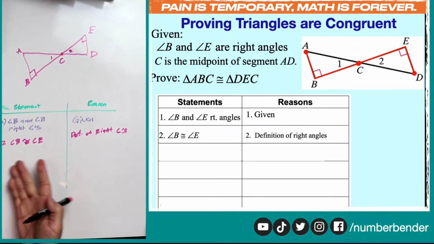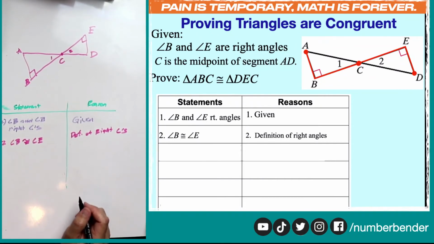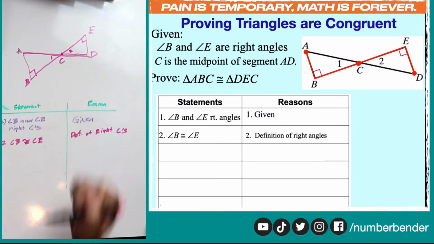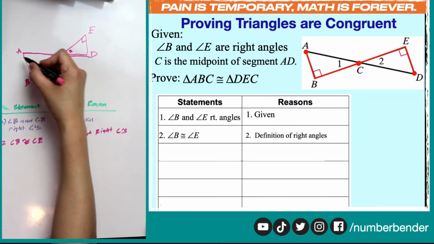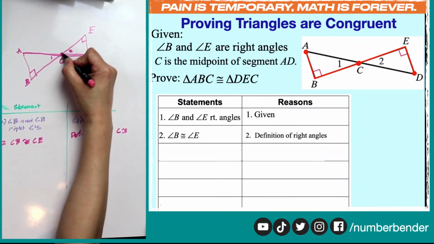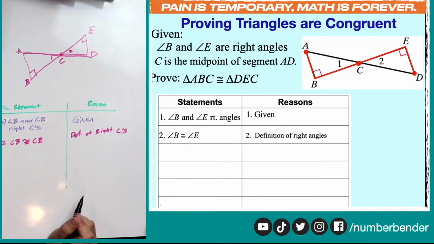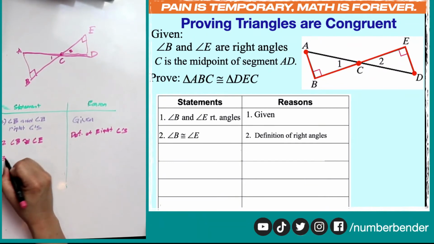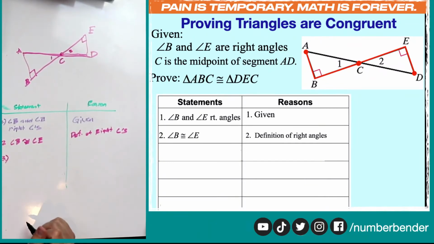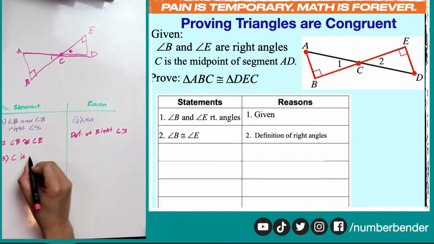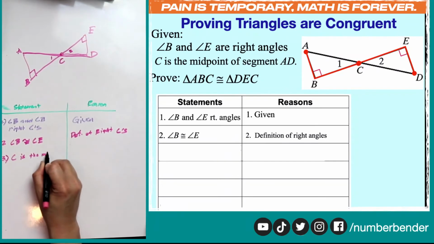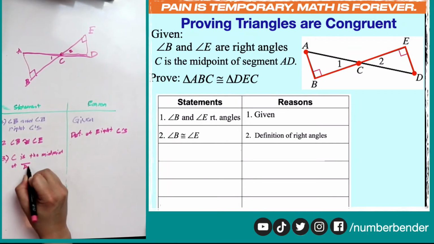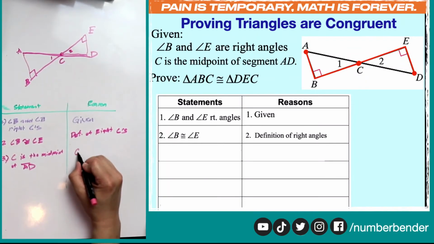And now that we have established our second line, let's take a look at this line right here. And this line right here, line segment AD, has a midpoint. And that midpoint is midpoint C. So we can include that in our statement that C is the midpoint of line segment AD. And we know that because it's given.